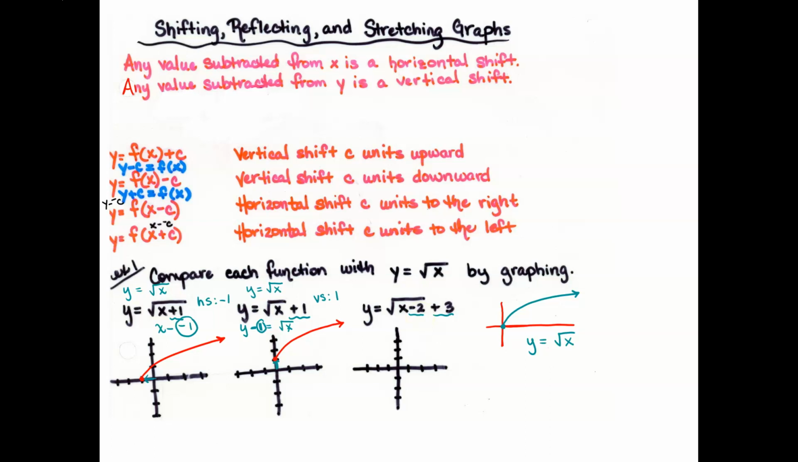No, so it's stuck to the X. That's going to be a horizontal shift. Can this 3 be moved to the other side? Yes, so that one's going to be grouped with the Y. That's going to be a vertical shift.